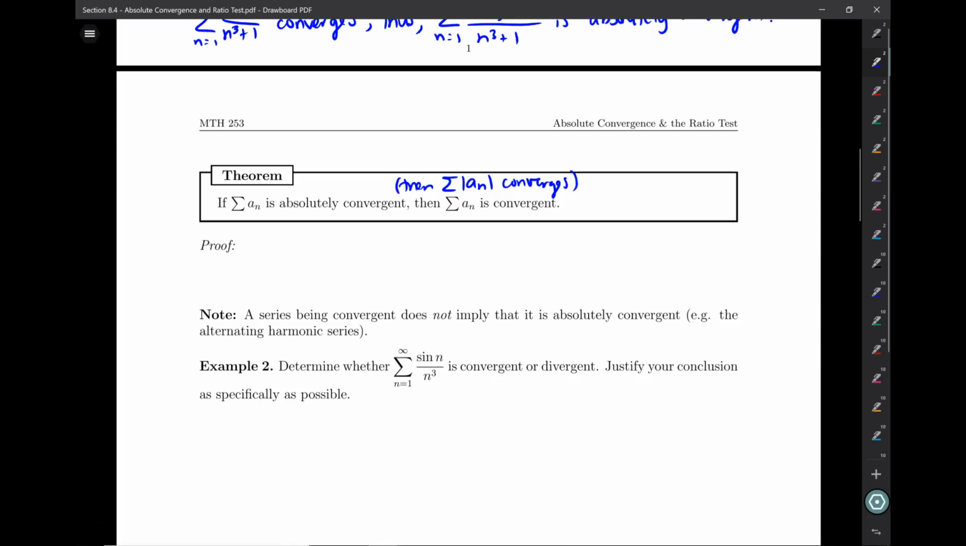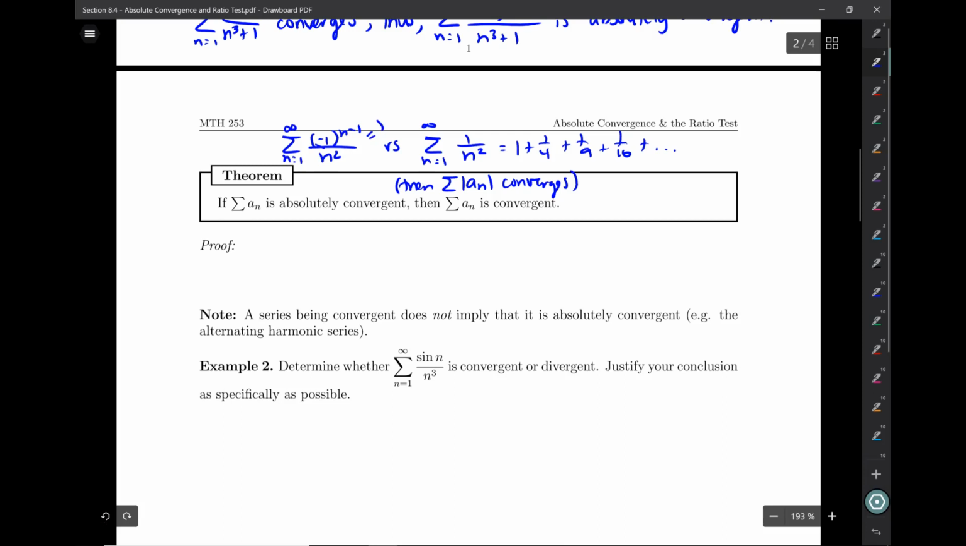So if your series is alternating, for example, the alternating series of 1 over n squared versus the series just 1 over n squared, we know that this series converges to, again, pi squared over 6. This one also converges by the alternating series test. If you compare the terms, this is 1 plus a fourth plus a ninth plus a 16th, dot, dot, dot. The alternating one is 1 minus a fourth plus a ninth minus a 16th plus dot, dot, dot.